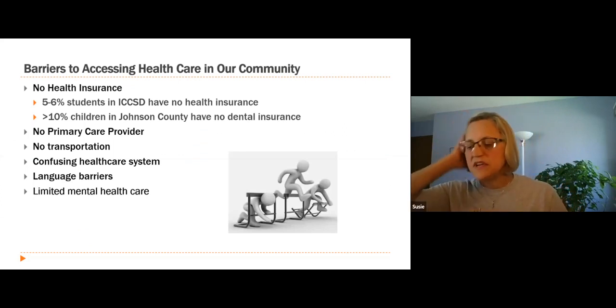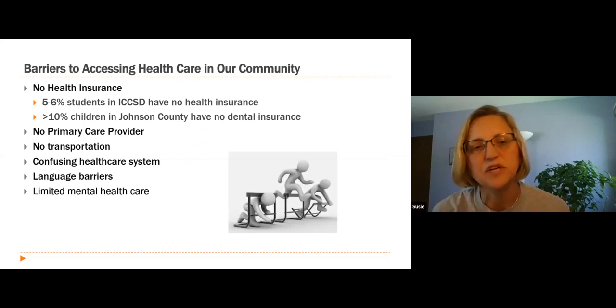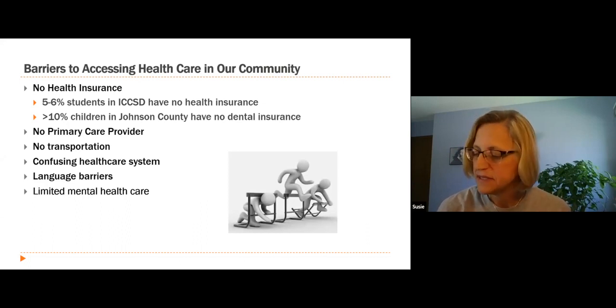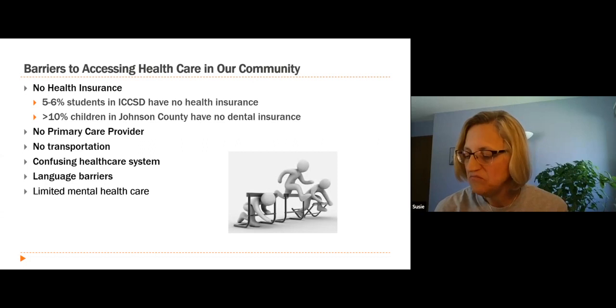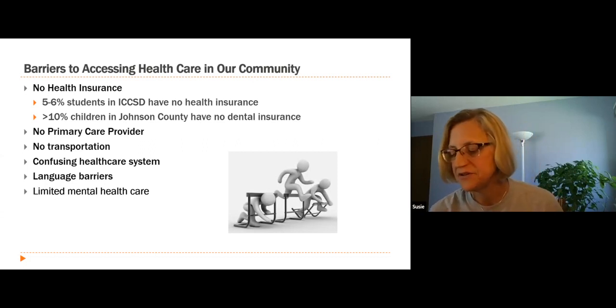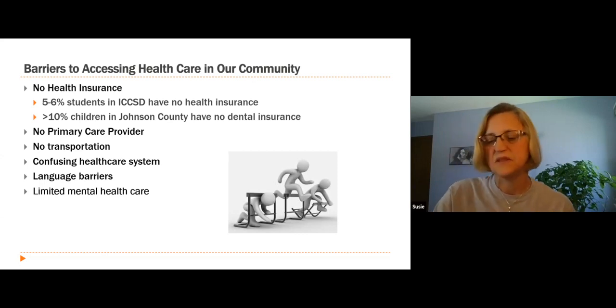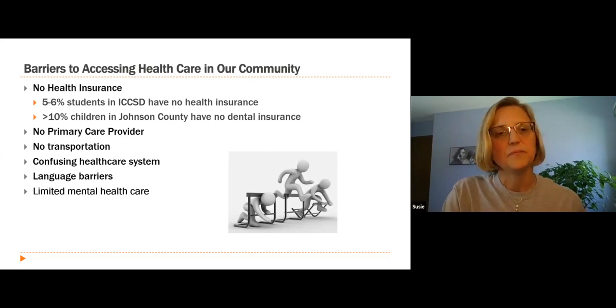You may wonder what could prevent children from receiving healthcare in a community like ours that is so rich with healthcare resources. Barriers to accessing healthcare are varied and include not having any type of health insurance, or having insurance that has a very high deductible, or it's just for catastrophic things. Not understanding the healthcare system, not having transportation to appointments, not understanding enough English or able to speak enough English to make appointments and go to appointments. And then there's also a limited number of mental health care providers in our community.